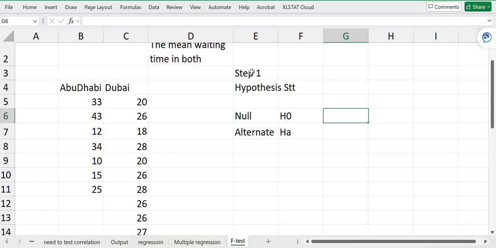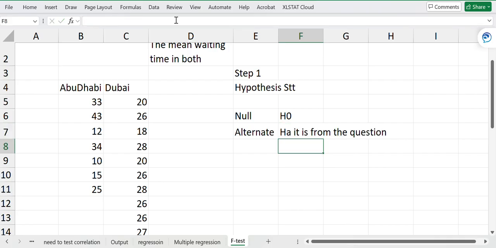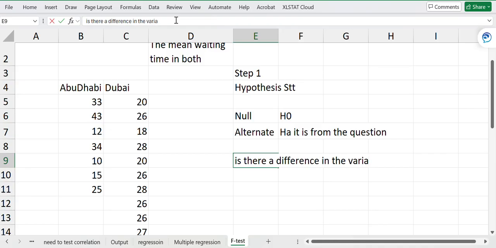Now, how do I know what I should write in H0, what I should write in HA? This is one big question. How will I know? For HA, it is from the question. You will have the keyword in the question. For example, in this question: is there a difference in the variation between Abu Dhabi and Dubai?